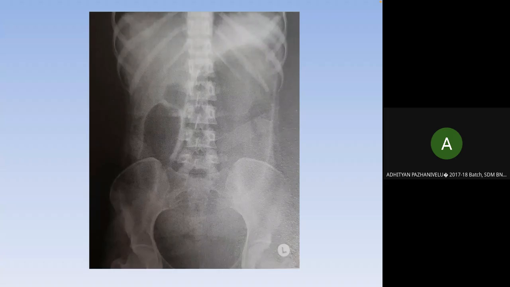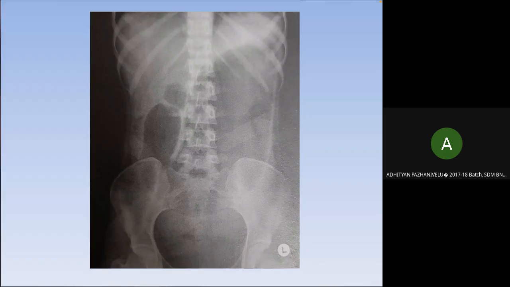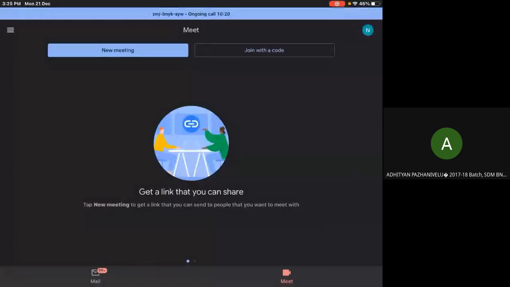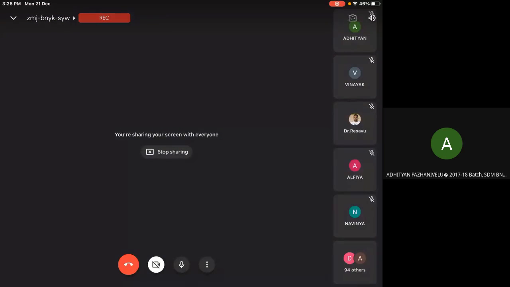Can anybody tell me what is the X-ray on the screen? It's a normal X-ray. Which part is seen? What is seen? Can somebody point it out? Spine and hip bone. You can see the spine. Basically, it's an abdominal X-ray. So you can see the lumbosacral spine. The abdominal gases are there. Normal pelvis is there, though the hip joint is not visible, and the lower ribs are seen. This is a normal X-ray of the spine.